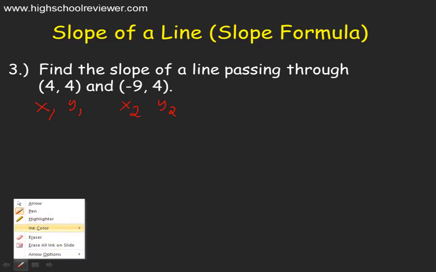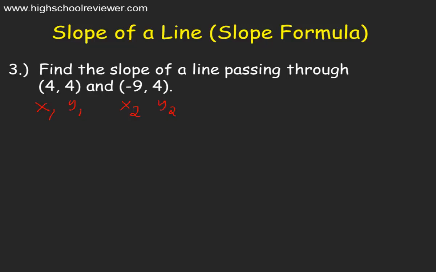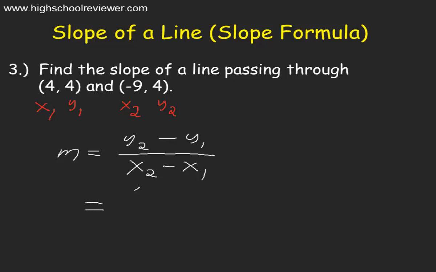We can then use the slope formula. Again, that is m is equal to y sub 2 minus y sub 1 divided by x sub 2 minus x sub 1. Again, just substitute the values. So y sub 2 is positive 4, minus y sub 1, that is positive 4, all over x sub 2, that's negative 9, minus x sub 1, which is positive 4.